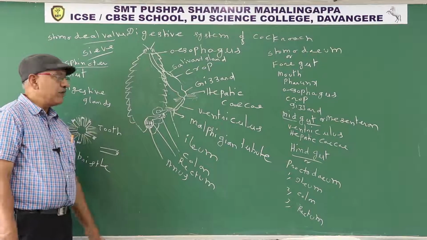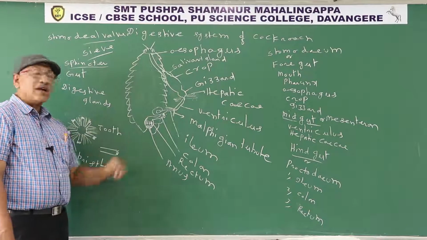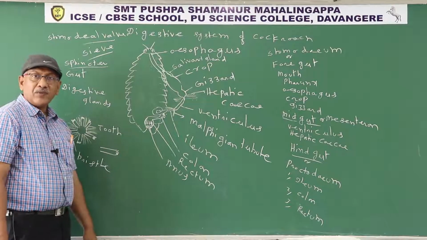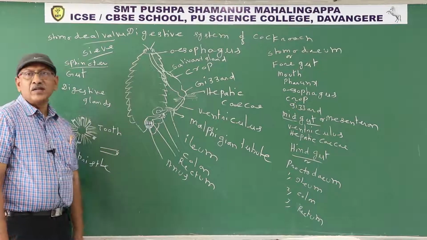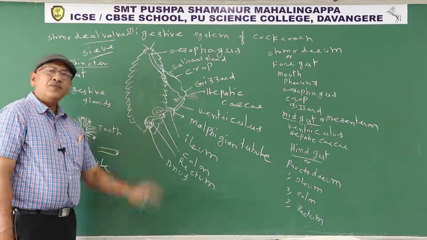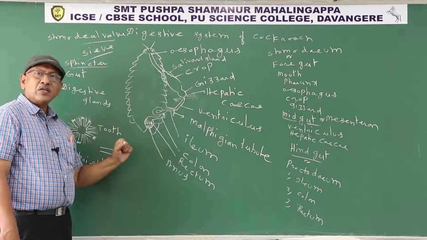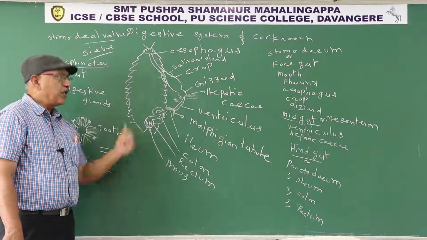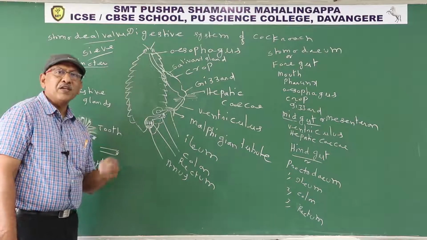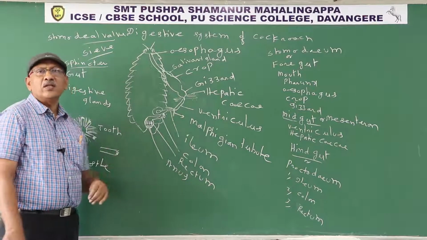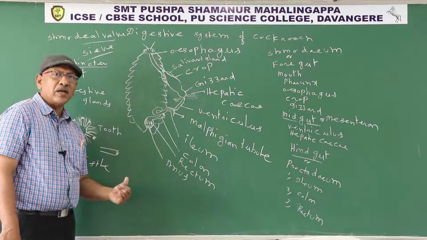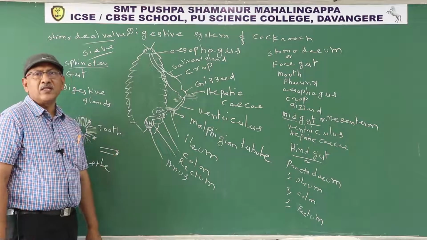They are known as Malpighian tubules. They are 100 to 150 in number, arranged in 6 bundles. They are not concerned with digestion. They collect the nitrogenous waste material from the hemocoel, body cavity filled with blood, known as hemocoel. Hemo means blood, coel means cavity.